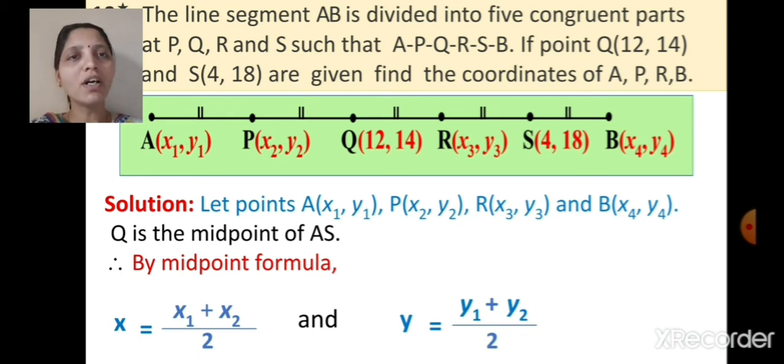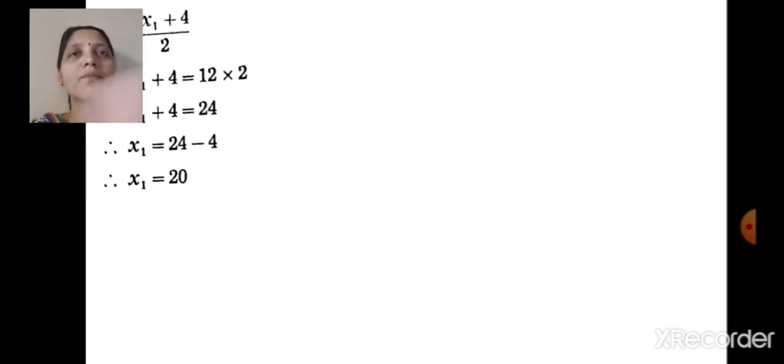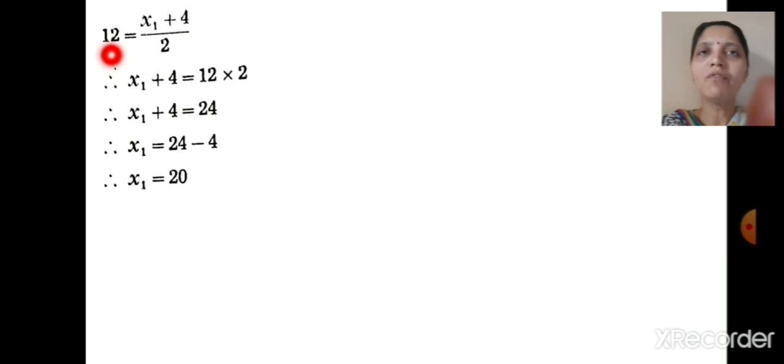What is the x1 here? x1 is the x-coordinate of point A, and x2 and y2 are the coordinates of point S. So let's substitute here. Therefore, x value is 12. 12 is equal to x1 plus 4 upon 2. That is, x1 plus 4 is equal to 12 into 2, that is equal to 24. So therefore, x1 is equal to 24 minus 4, that is equal to 20.